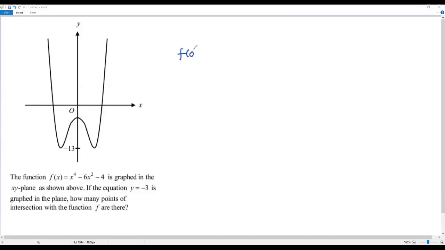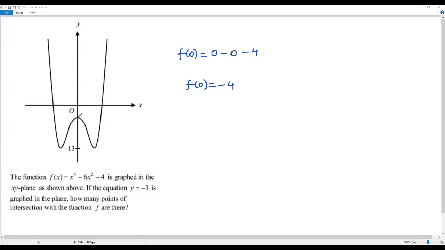That is, f of 0 equals, when I plug in 0 for x to the fourth power, it will be 0 to the fourth power, which is still 0. Negative, so when I plug in 0 for x over here, it will be 0 squared. 0 squared is still 0. 0 multiplied by 6 is still 0. Negative 4. Then I'm getting f of 0 equals negative 4. Okay, when I plug in x equals 0 into the given function, I'm getting negative 4.